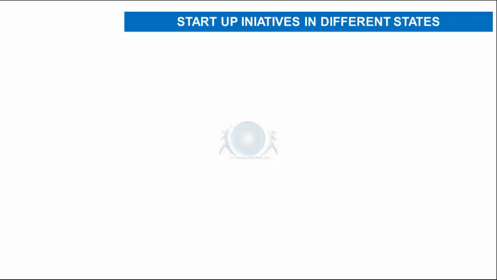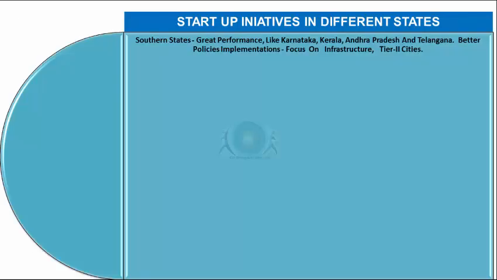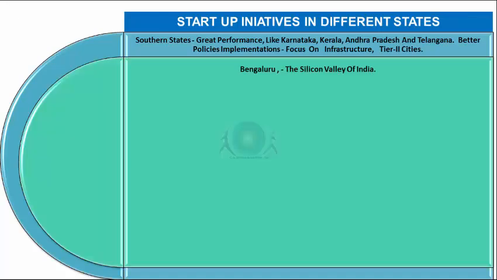Now, what initiatives have been taken in different states? For example, the southern states of the nation have shown great performance, especially Karnataka, Kerala, Andhra and Telangana. They have better results than the rest of the country in terms of their policies and implementations for supporting startups. Their focus has been on improving infrastructure, especially in Tier 2 cities. Now, Bangalore has to get a special mention. Bangalore is a metro city of Karnataka and is known as the Silicon Valley of India.